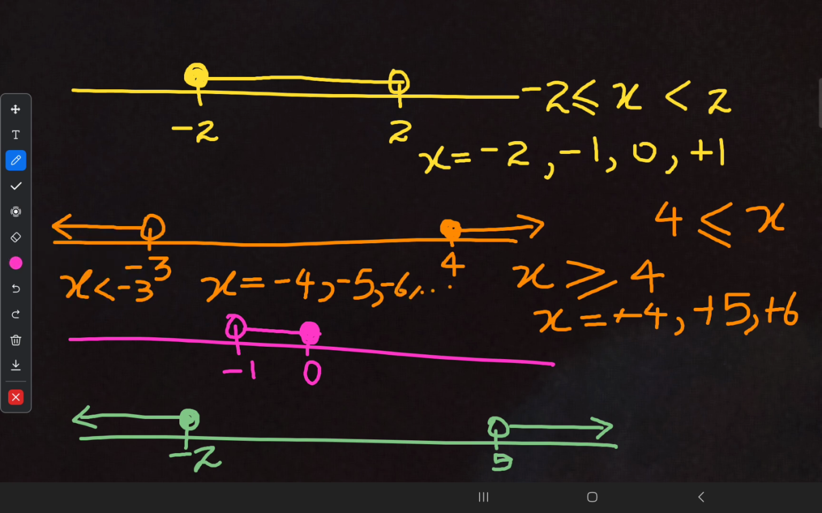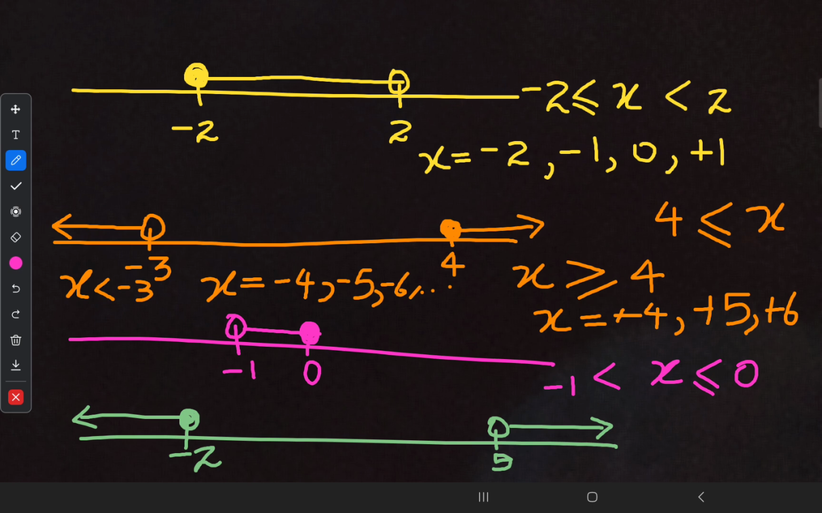These are our possible answers in this case. When you think about this pink color region, I'll write this: x should be in between 0 and -1. Okay, in between 0 and -1. I'll write here 0 to -1. At 0, there's a colored circle, so we can put the equal mark also.